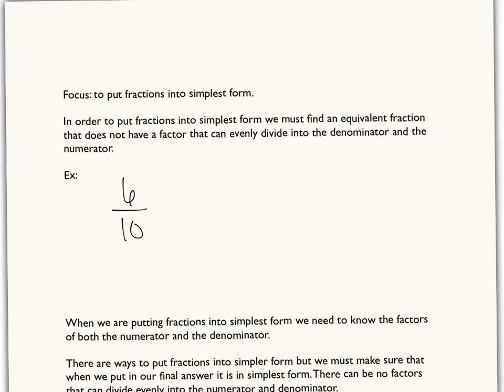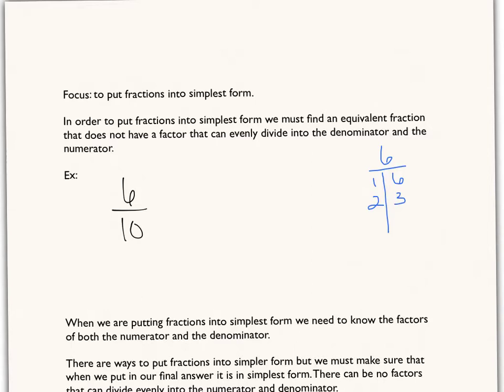The factors are any number that can evenly divide into that denominator or numerator. So if I look at 6, I know that there's a couple ways that I can make 6. There's a few factors of 6. First of all, I have 1 and 6. I have 2 and 3. Those are my factors of 6.